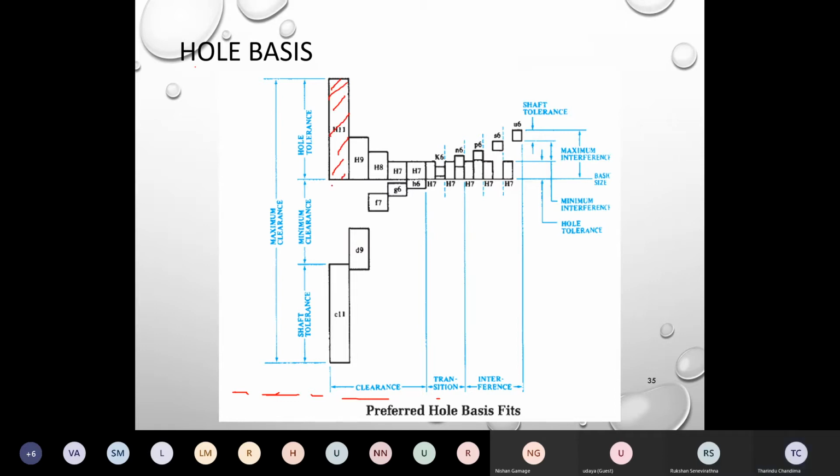So in the hole basis, you are not going to change the hole. So it's like a zero value here, and you vary from this baseline to here, from this side. So there are several tolerance values. These are standard ones like H11, H9, H8, H7, like this. In here, this side, see, it is the shaft, right? In the clearance fit, in the definition we discussed, there is always clearance, right? So this area is clearance. But in the H9/D9 configuration, the clearance is reduced.